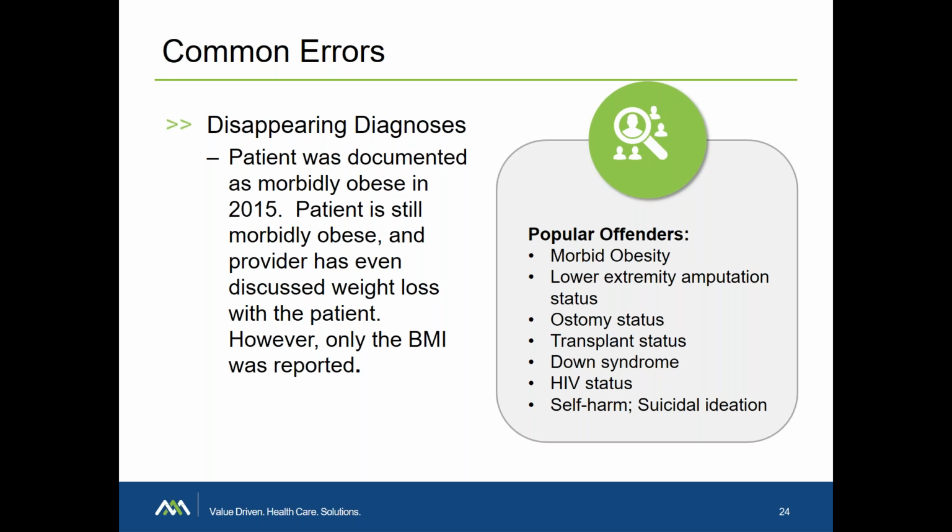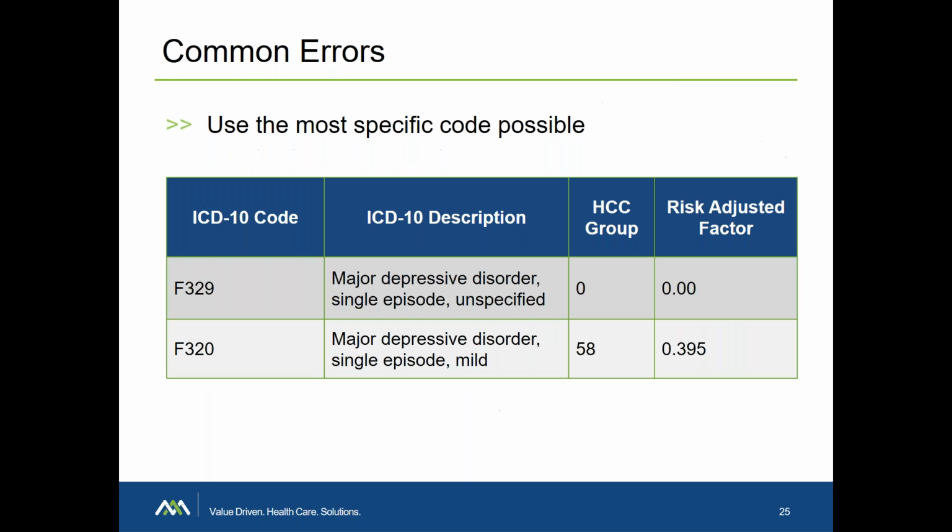You cannot add a diagnosis of morbid obesity. It has to actually be documented, and it should be reported at least once a year, so it will count from the HCC standpoint. Some other popular offenders for disappearing diagnoses are amputations, transplants, Down syndrome, HIV status. So providers forget that they need to be continuously documenting that these conditions exist and if there's an impact that it has on any other service that the patient's receiving.